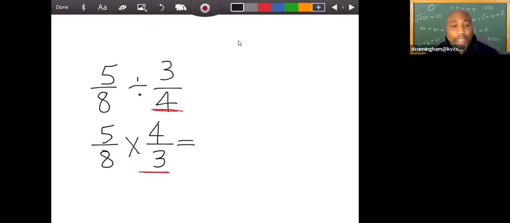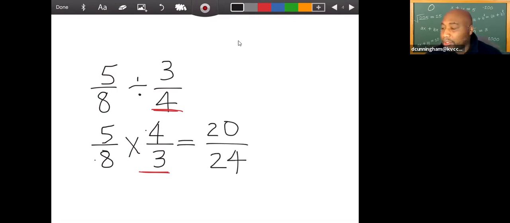Now, if you like the cross cancellation, if you notice the 8 and the 4, you know 4 goes into 4 and 4, 8 can be divided by 4. But if you don't like that, don't worry about it. We can just go straight across. This would be 20 over 24.